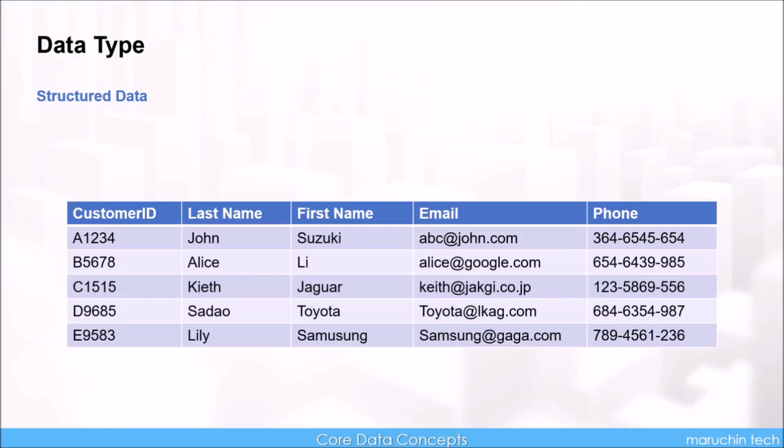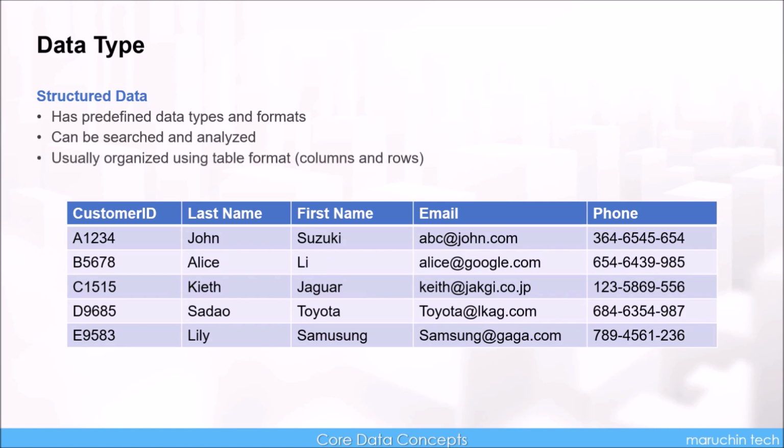First, let me introduce data types. The general categories of data types include structured data, semi-structured data, and unstructured data. Structured data is data that has a predefined data type and format. With the data schema and format, you can easily retrieve and analyze the data. Structured data is usually stored in table format. Relational databases are used to store structured data.